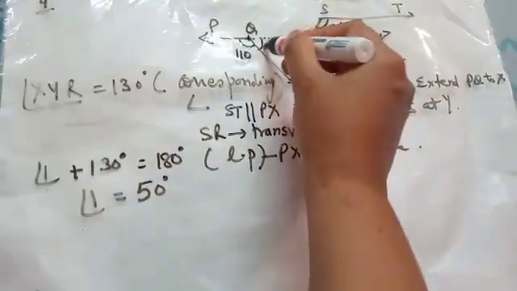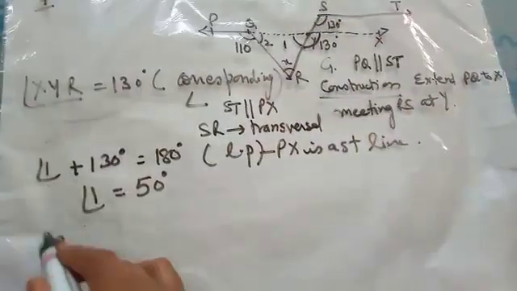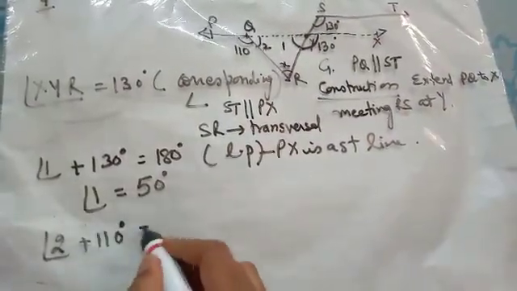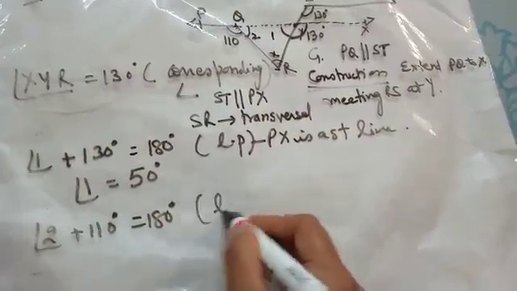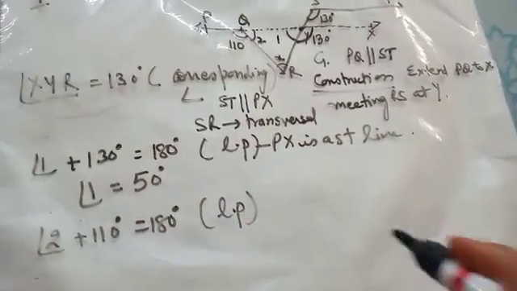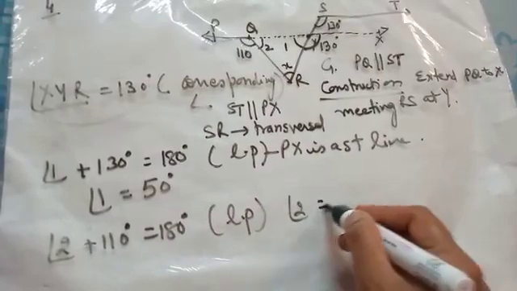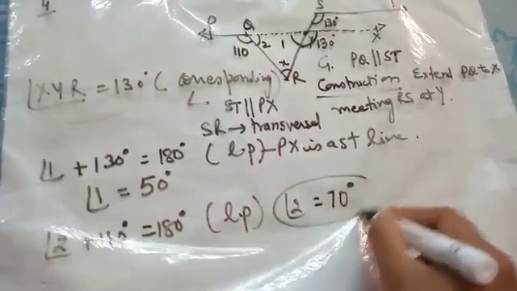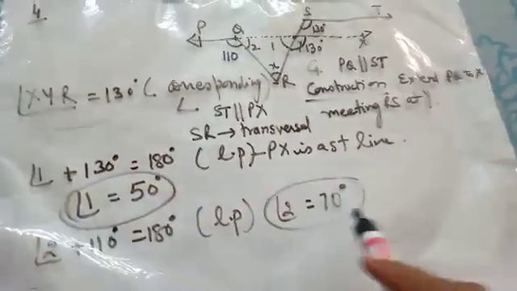Now let us name this as angle 2. 2 plus 110 is equal to 180 degrees. Again the same reason, linear pair, because PX is a straight line. So what will be the value of 2? 70 degrees. 1 is 50, 2 is 70.